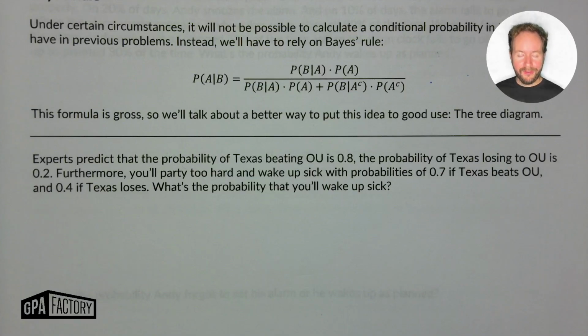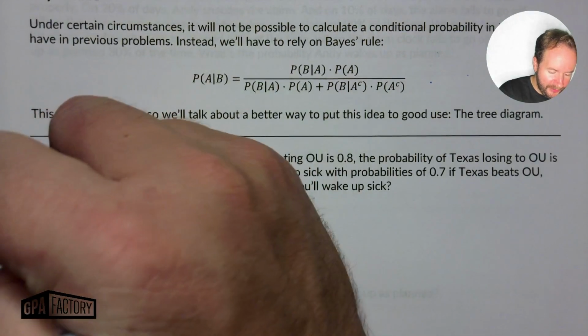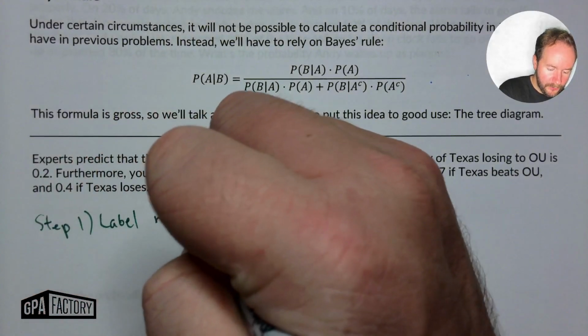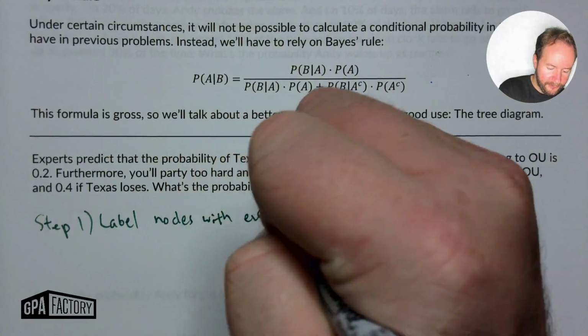This is a classic Bayes rule question. We've got a first layer, which again tells you the probability that Texas wins, but then based on that, what happens by some sort of probability of partying afterwards. So the steps you want to do are as follows. I want you to write these steps down. Step 1, label nodes with events.